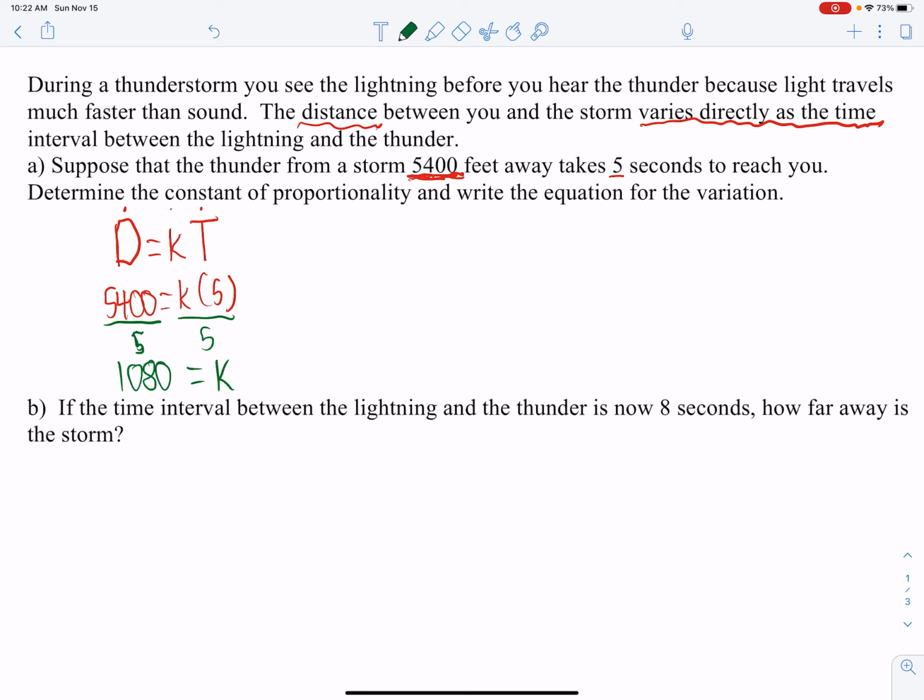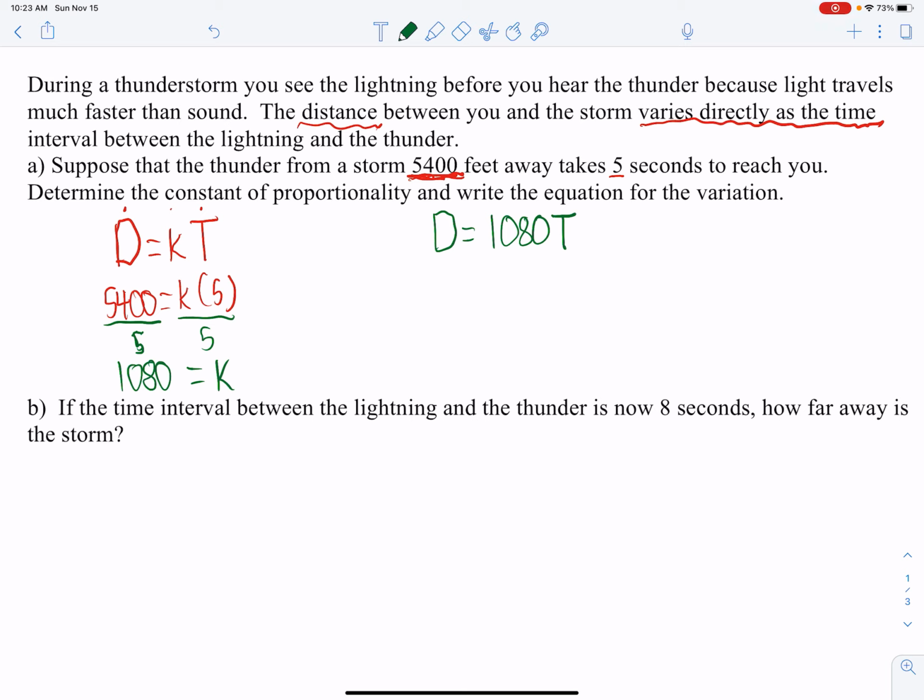So now that we know what that constant is, this is a key step that a lot of students skip, and I really want to encourage you to do this. Go back and write out that equation. We know what K is now, so we can say D equals, and instead of KT, it's 1,080 T. So knowing that, let's look at the next one.